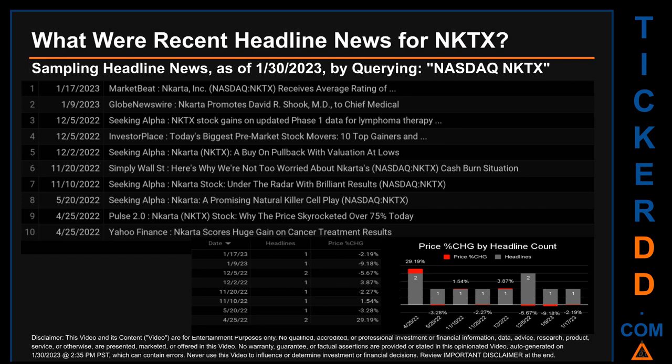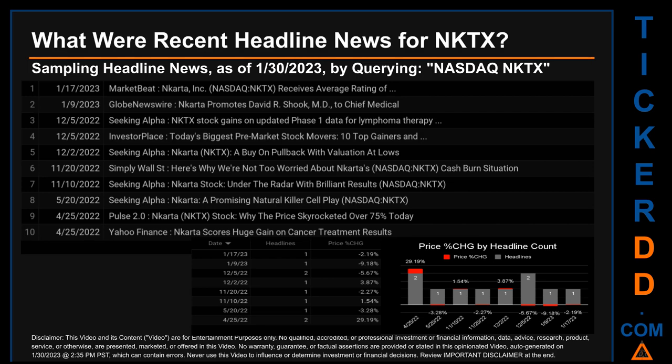On Monday, December 5, 2022, first, Seeking Alpha published the headline that read, NKTX stock gains on updated Phase 1 data for lymphoma therapy. Second, Investor Place published the headline that read, Today's biggest pre-market stock movers, 10 top gainers and. Then, for the second day with the most discovered headlines, on Monday, April 25, 2022, first, Pulse 2.0 published the headline that read, Jakarta NKTX stock, why the price skyrocketed over 75% today.